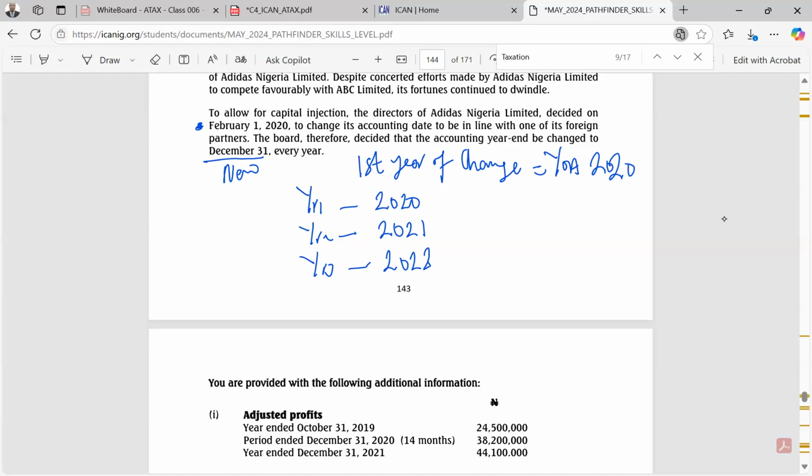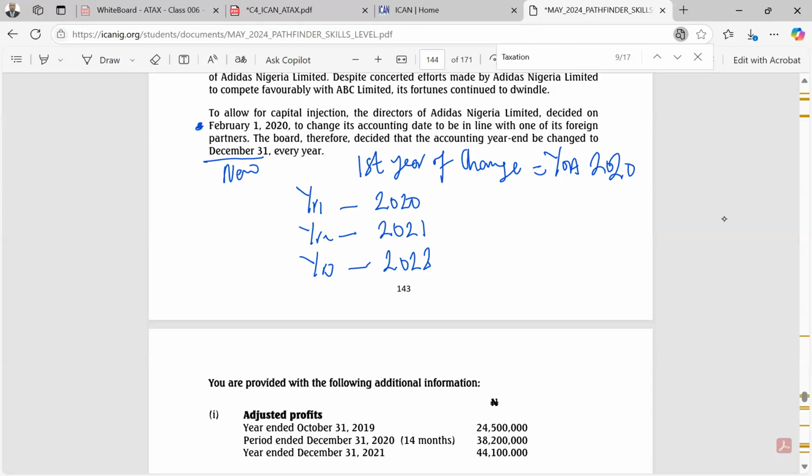Now, from what we did the last time in class, they made a change in 2020. So that's the year of change. The subsequent 2 years would be added, like 2021, 2022. But the years we'll be assessing them, it's going to be the following year. It's going to be year of assessment 2021, 2022, 2023.